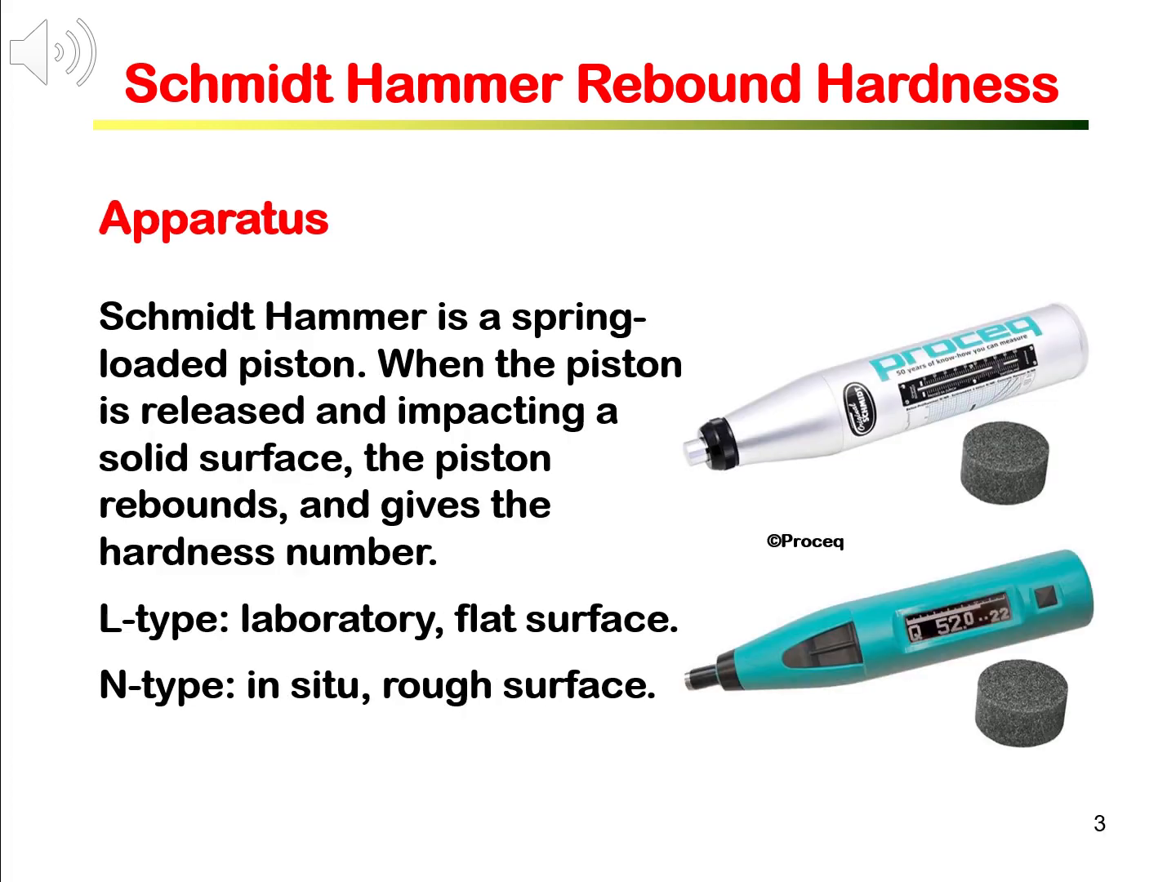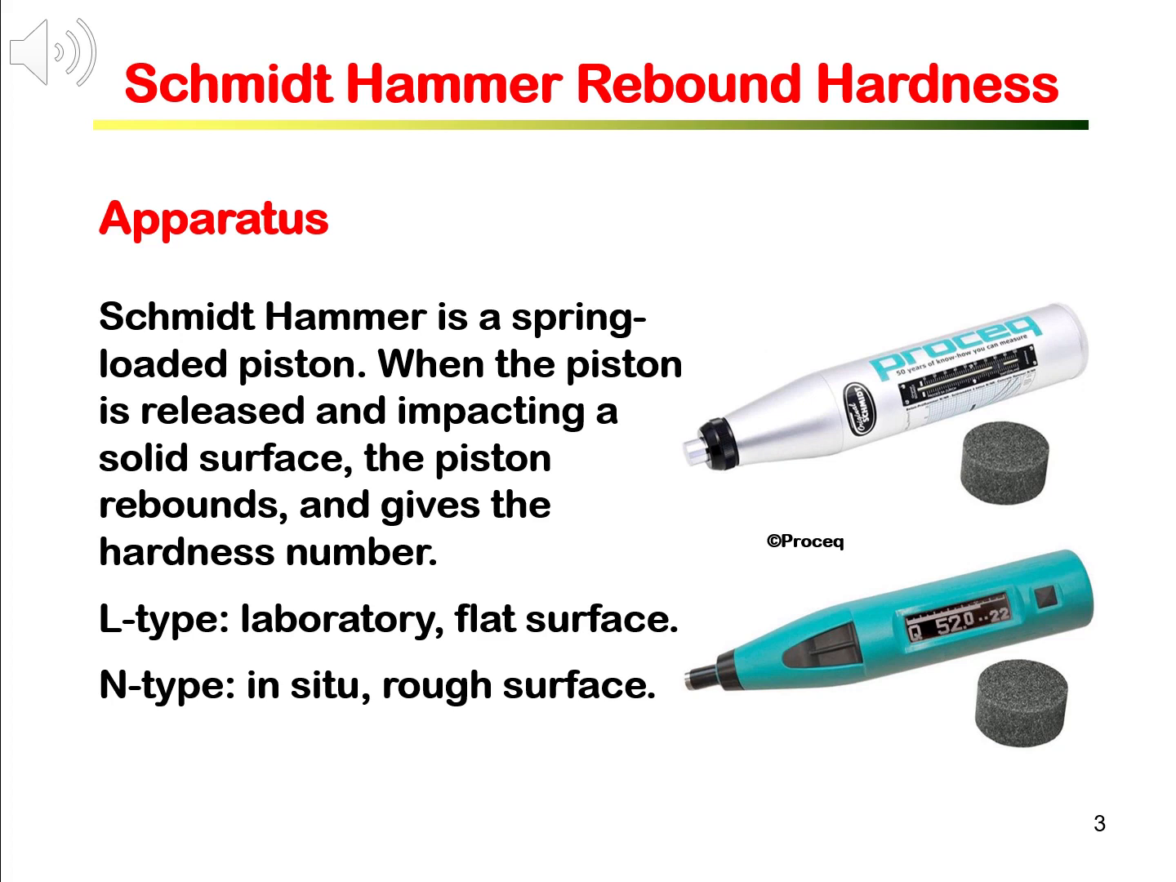To do the test, we will need to have the Schmidt rebound hammer. Schmidt rebound hammer is a spring-loaded piston. When the piston is released and impacting a solid surface, the piston rebounds. The degree of rebound represents the hardness of the surface, which gives a hardness number. The typical Schmidt rebound hammer are shown on the right. The one below has a digital readout.